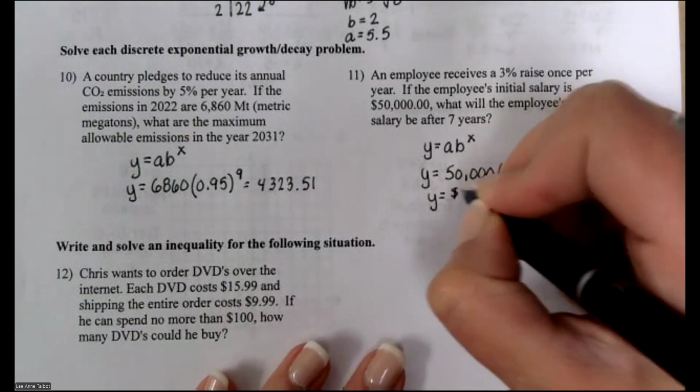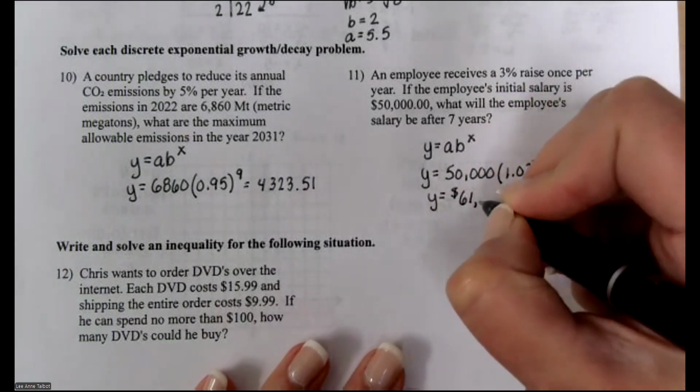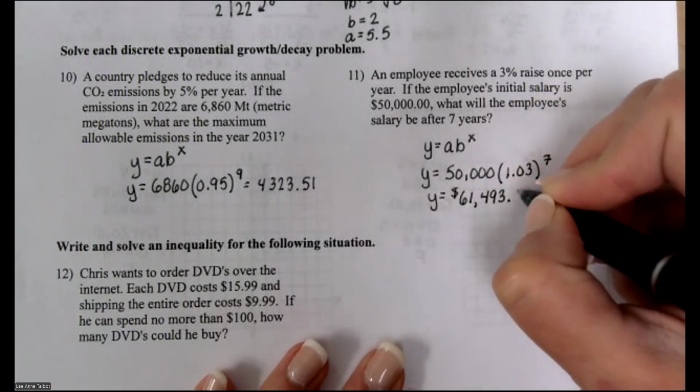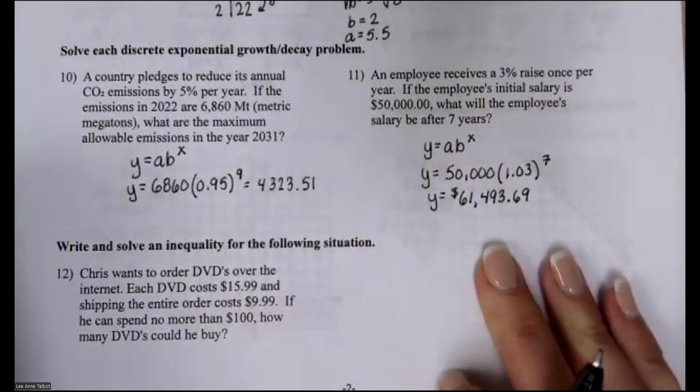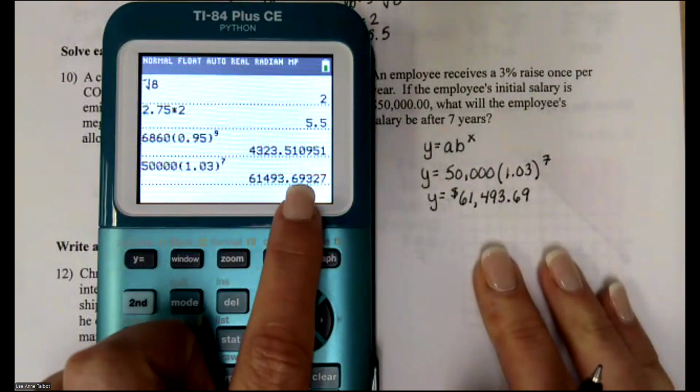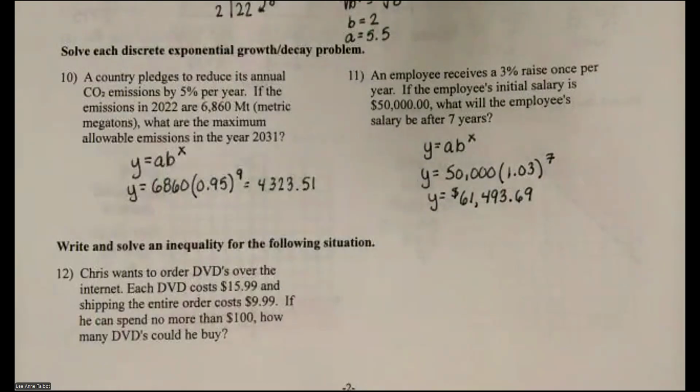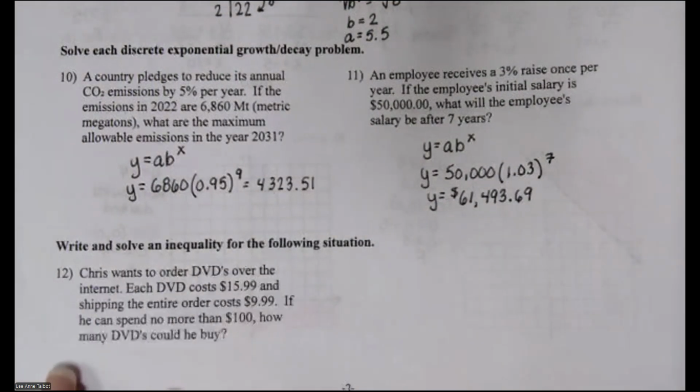This one is money, so I'm going to be very specific about my rounding. Round to the hundredths place. Make sure that I look at that and then check the number next to it is a 3, so I leave it. 69 cents.